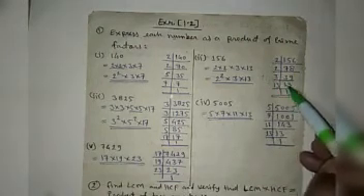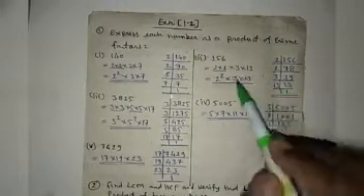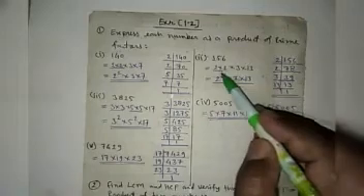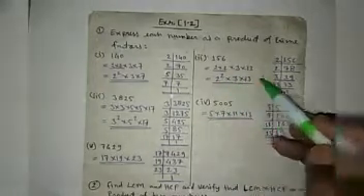So it gives 13, and 13 is a prime number, so it is divided by 13, giving 1. Here we write these factors: 2 into 2 into 3 into 13. 2 comes 2 times, so it is written in the power form: 2 square into 3 into 13.